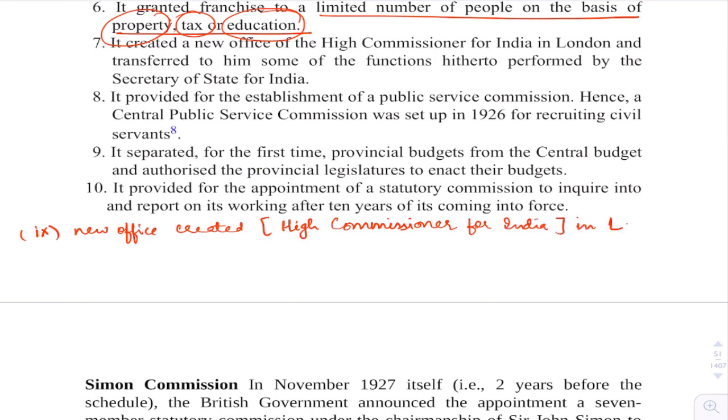कहाँ क्रिएट हुआ? लंदन में. और इनको some of the functions were transferred which were earlier performed by Secretary of State. So this is something if you want you can write or you can just remember.